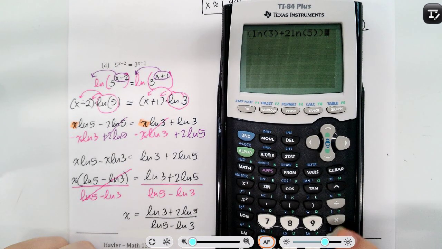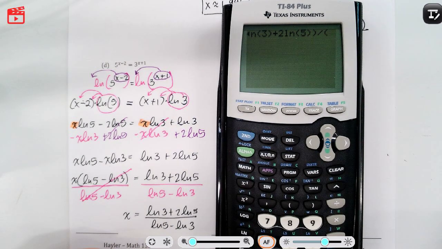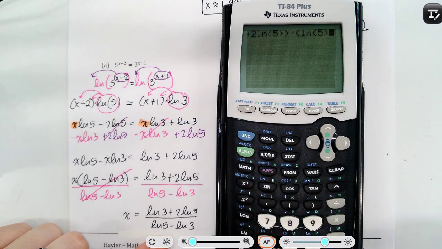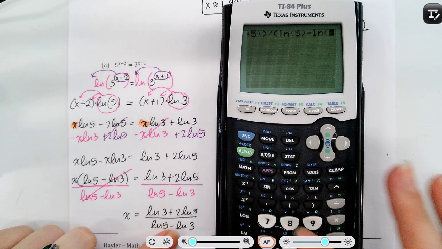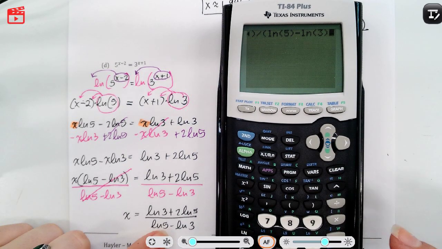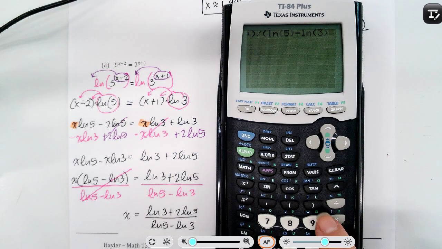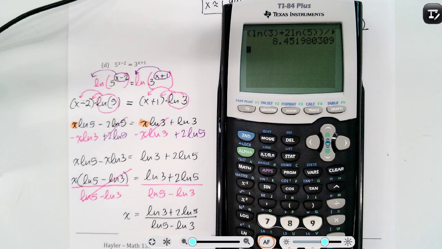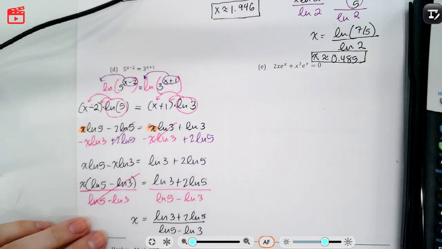Now I'll divide, and I want to put my denominator in its own set of parentheses, so I'll open the parenthesis. Then we're going to take natural log of 5, close the mini parenthesis, minus the natural log of 3, close the mini parenthesis. And we're going to remember we're closing in our entire denominator in parentheses, so I'll close that final parenthesis and hit enter. Aha! And there we go, our answer, 8.45 something something.